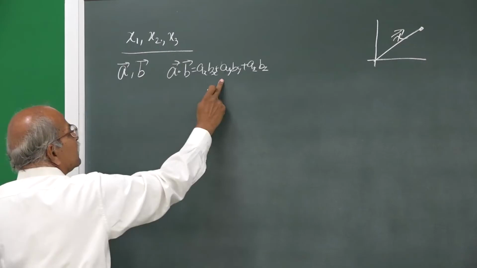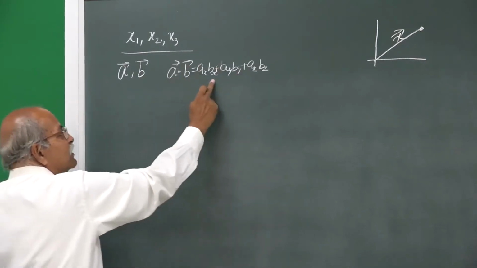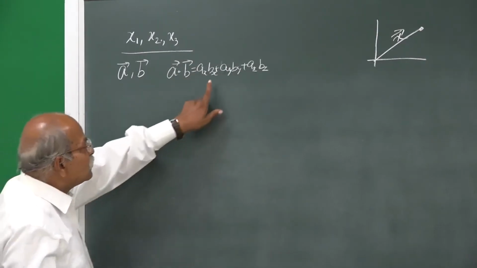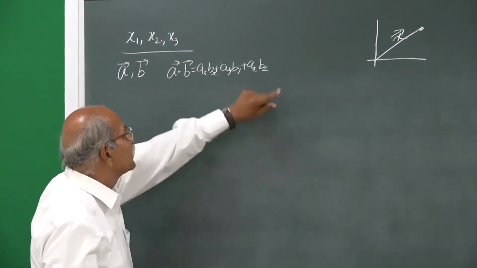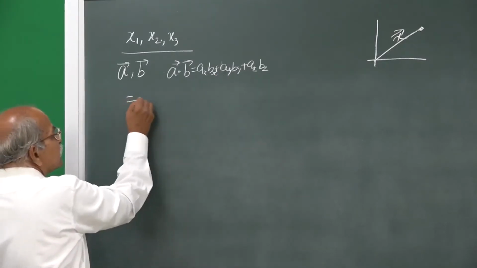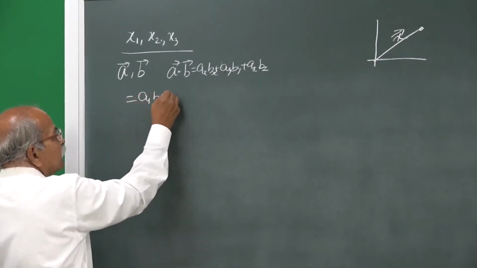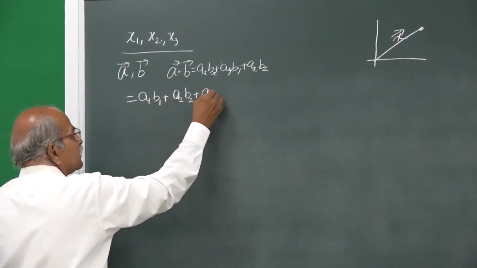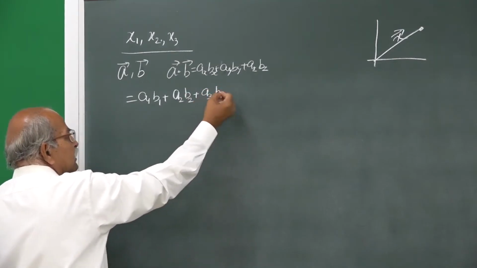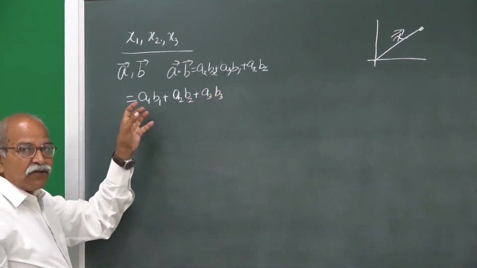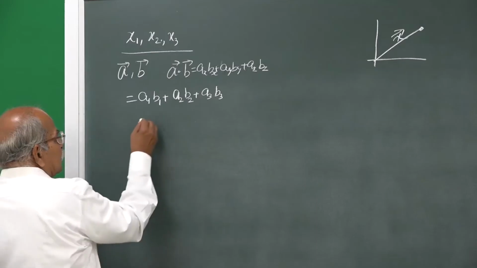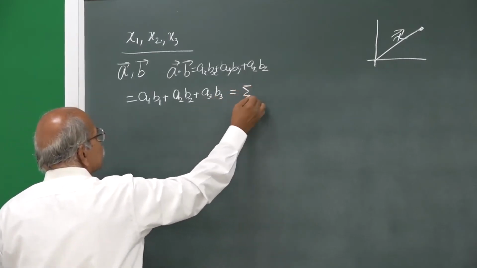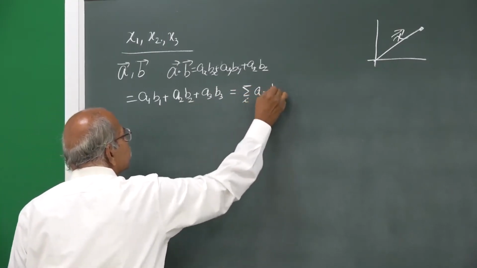where Ax, Ay, Az are components of A and Bx, By, Bz are components of B. In our symbol we will not use x, y, z, we will use 1, 2, 3. So, in that case this is A1B1 plus A2B2 plus A3B3. This is the scalar product or dot product. You can write this as a summation over i AiBi.